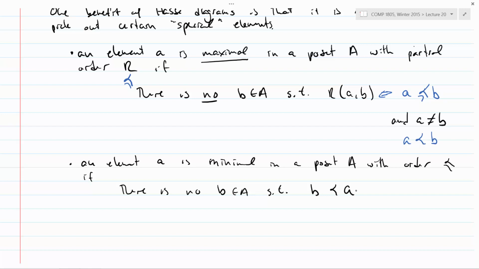Right, so that's what it sort of feels like intuitively. What it really means is that the maximal element doesn't have anything leaving it from above, and the minimal elements don't have anything entering them from below.